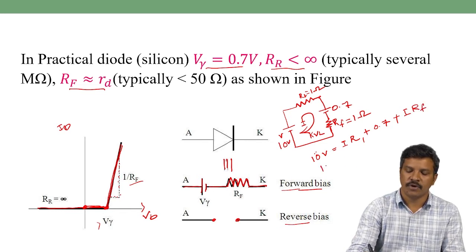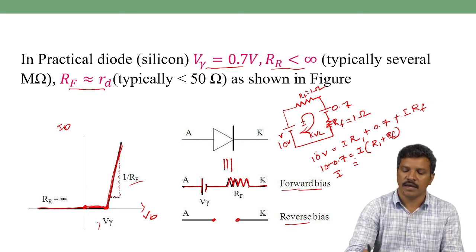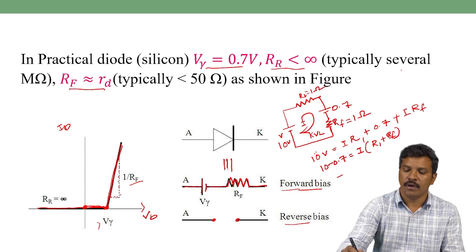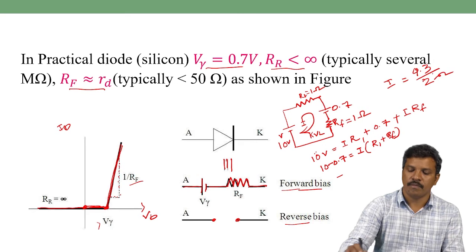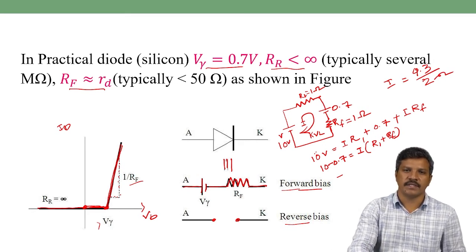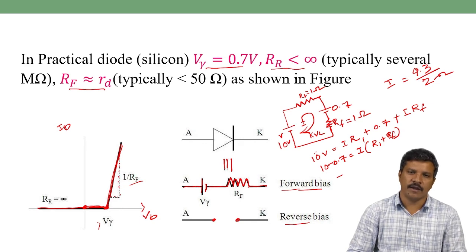So when we take this voltage on one side, 10 minus 0.7, and take I as common, I into R1 plus RF. By substituting R1 and RF, you can find I. I is equal to 9.3 divided by 1 plus 1 ohm, which is nothing but 2 ohm. You will get the current flow in amperes or milliamperes. In this way, we can analyze by taking the approximate model of this diode, with the piecewise linear approximation, second approximation and ideal diode approximation.